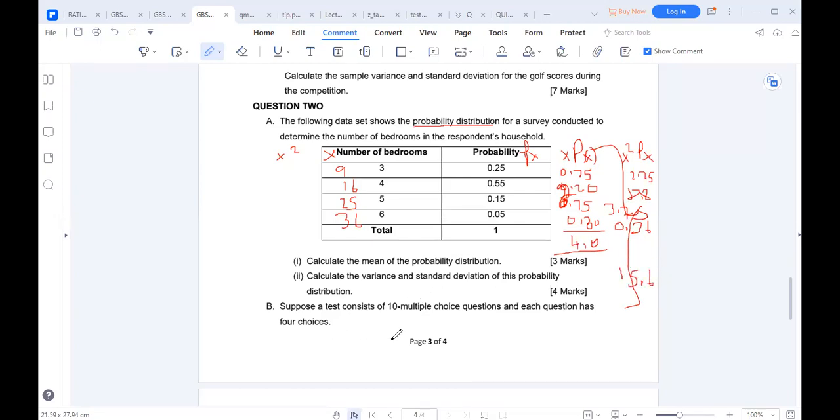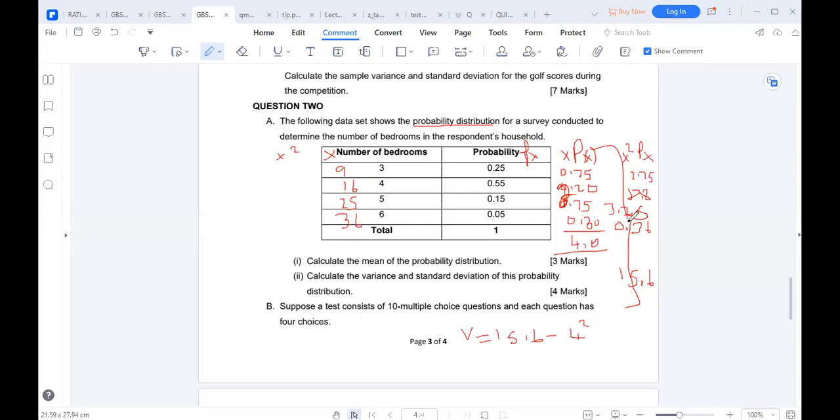So our variance will be what? 15.6 minus 4 squared. I'm not sure it's 15.6. So here the value 36, sorry, 36 times 0.05 is supposed to be 1.8. That's what I found. And when you total up, what do you get?